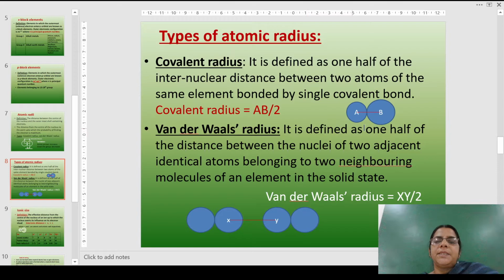Van der Waals radius is defined as one half of the distance between the nuclei of two adjacent identical atoms.